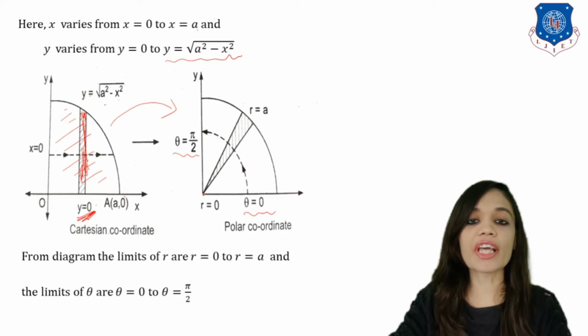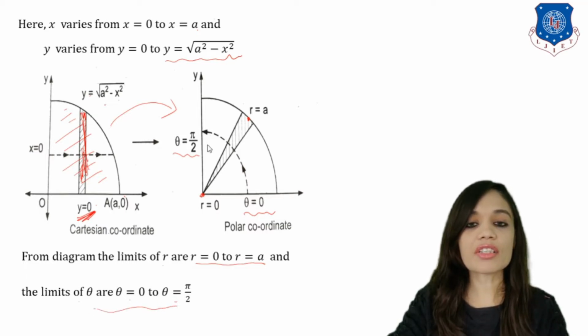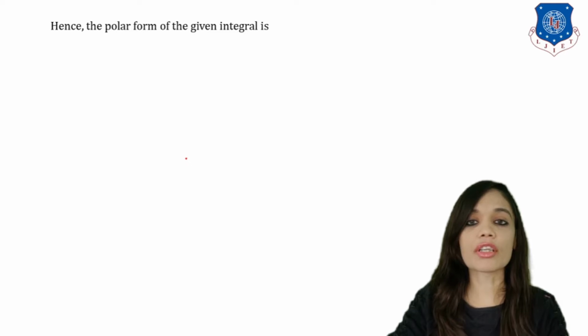And we have derived that r varies from 0 to r = a, right? So from this diagram we can see that in polar coordinates the limits of r will be from r = 0 to r = a, and the limits of theta are 0 to π/2. Okay, so now let us change our given question into the polar form. So what is your question?